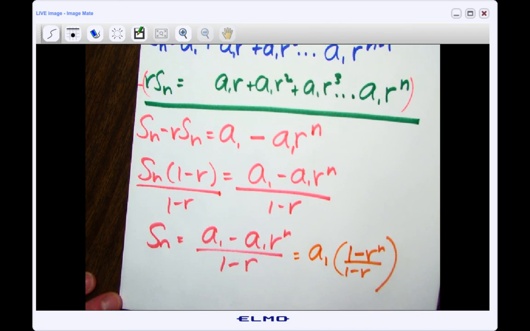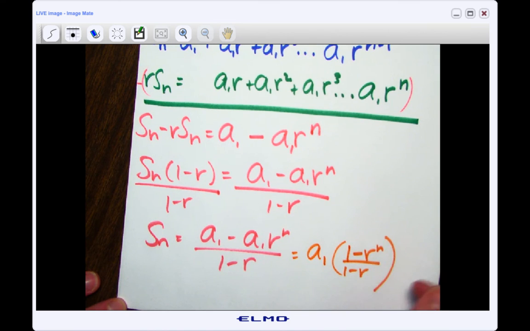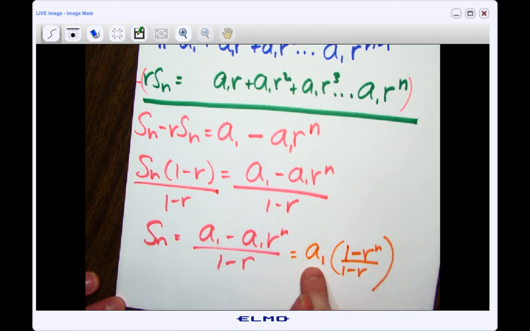Okay? So now it's just a matter of plugging in the formula. What do I need to know? I need to know what the first term is. I need to know what your ratio is. And I need to know what the last term is. Not the last term. I need to know the number of the last term. So really all I need to know is the first term, the ratio, and the number that you're going up to. And you're ready to plug your numbers into your formula.